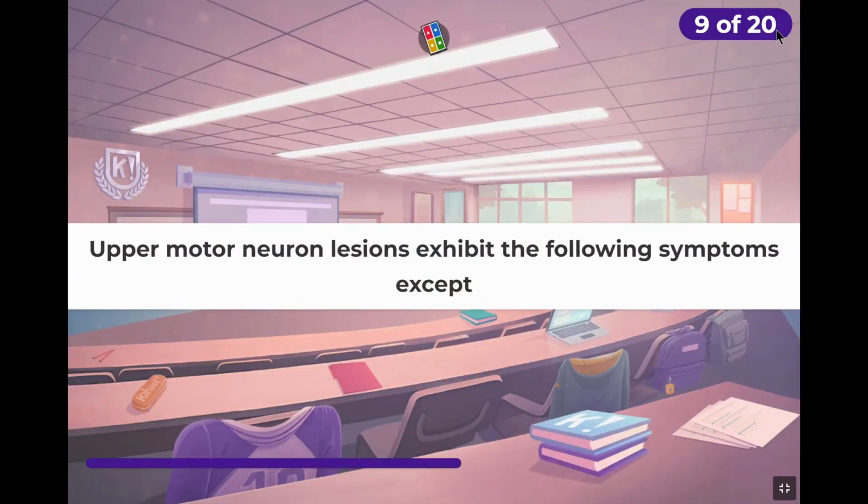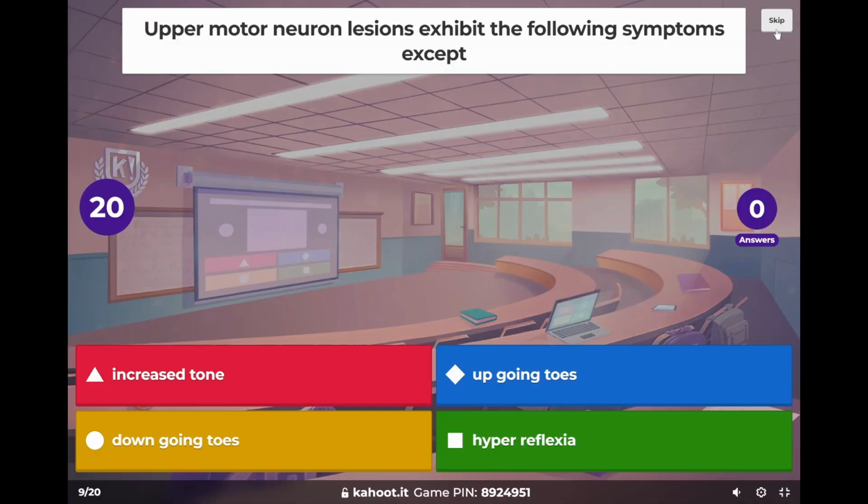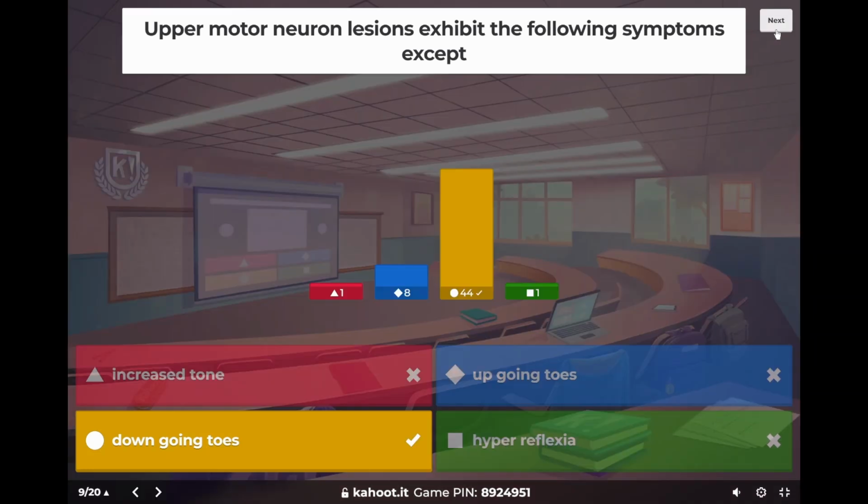Upper motor neuron lesions exhibit the following symptoms, except which one is not an upper motor neuron lesion? But you got two answers that are similar, so it's got to be one of those. Okay, downgoing toes. Very good.